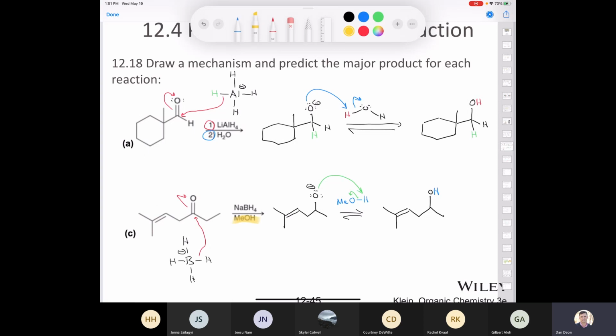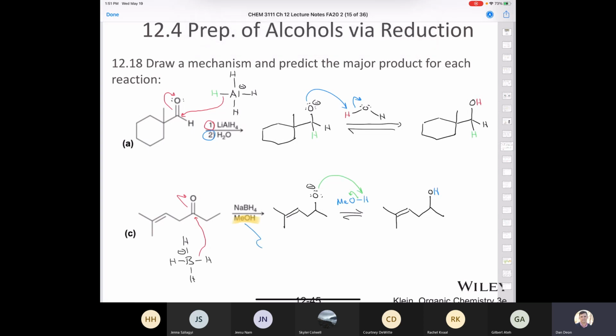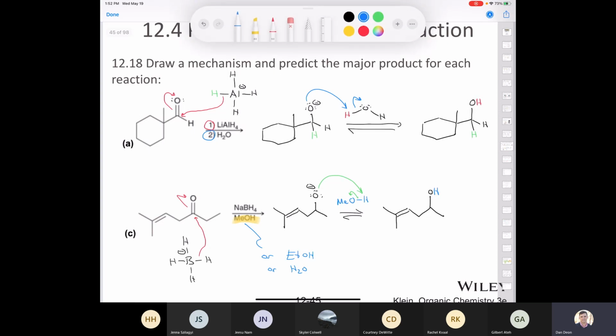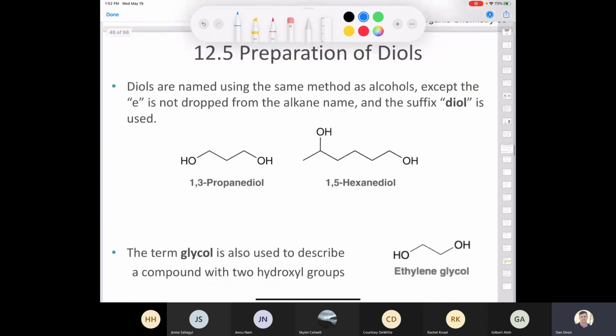Remember, instead of methanol, you could also use ethanol, or you could use water. Either one works. And if you're wondering, are there other solvents you could use? Probably. However, they're not discussed in our textbook. All right, let's move on to section 12.5, which deals with diols.